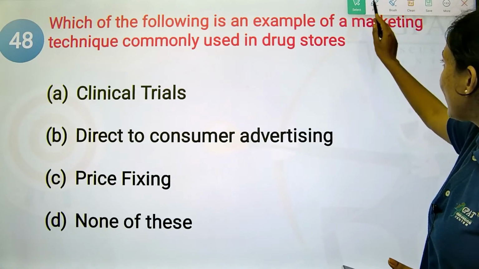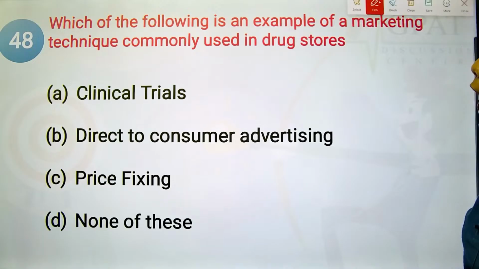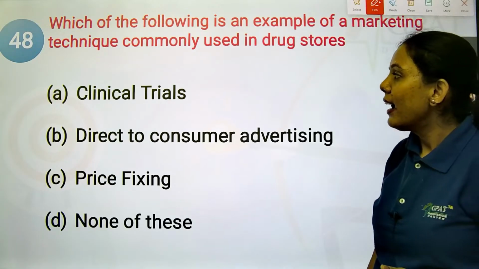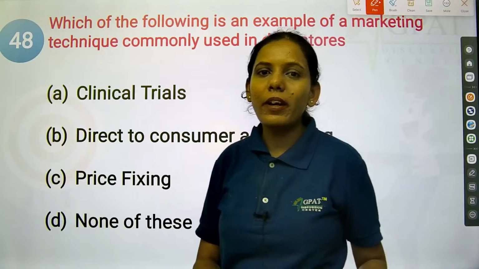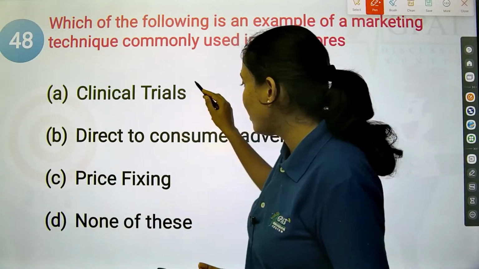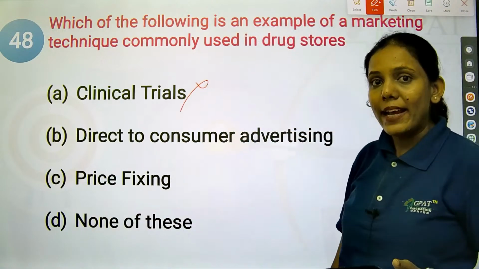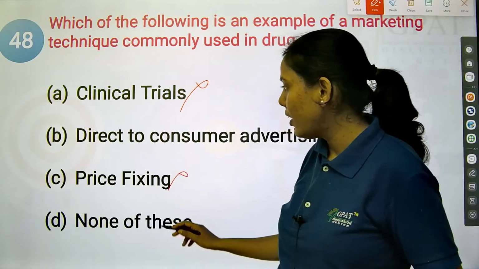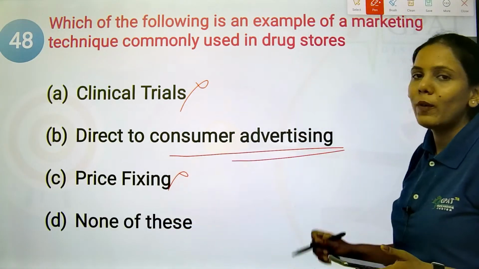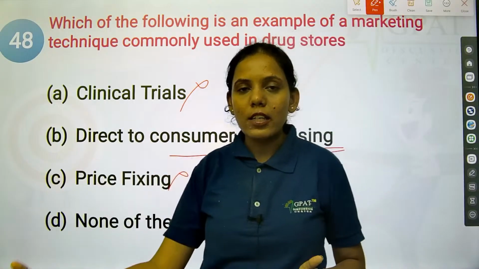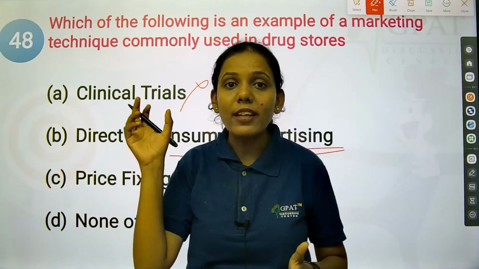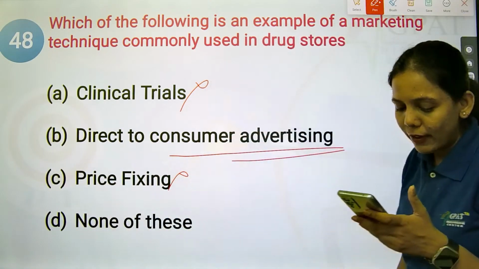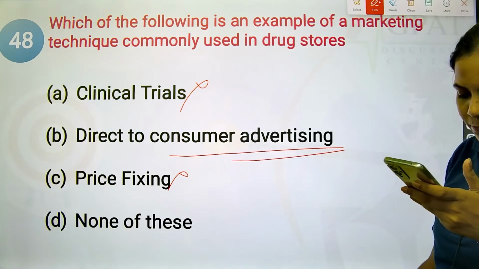Which of the following is an example of a marketing technique commonly used in drugstores? Clinical trials. Clinical trial is a human trial. That cannot be a marketing strategy. Price fixing. Price fixing is not the marketing strategy. Direct to consumer advertising. Definitely, we want the customers to come and take, right? So direct to consumer advertising is the right answer.